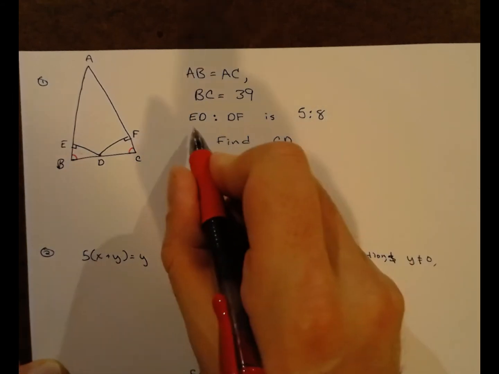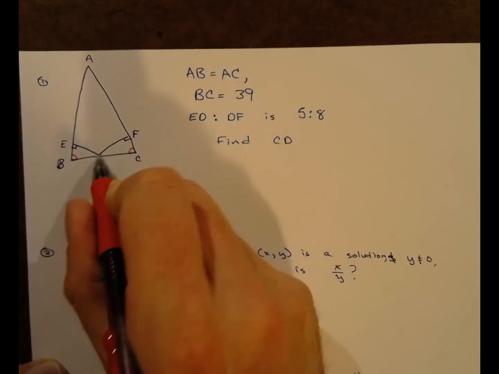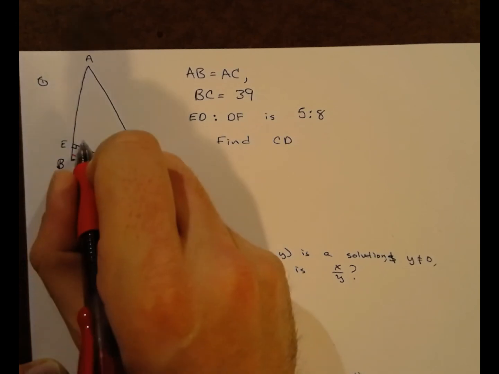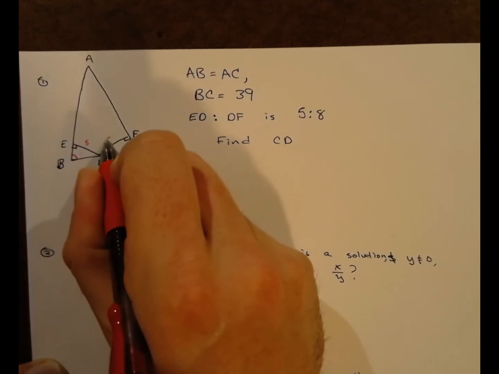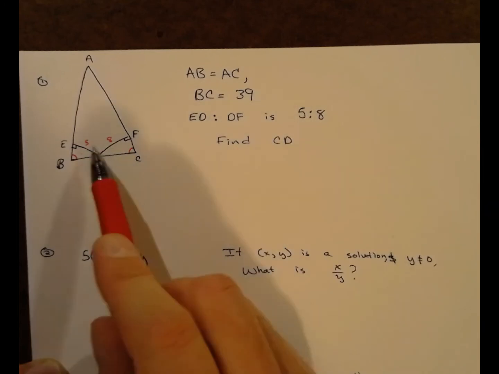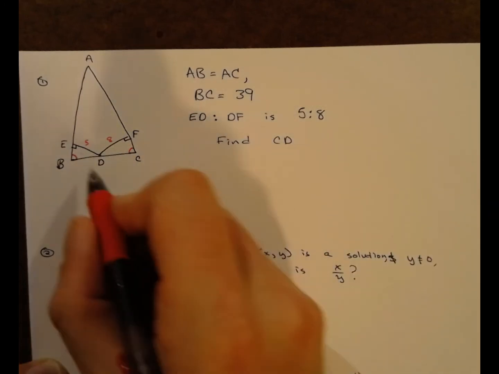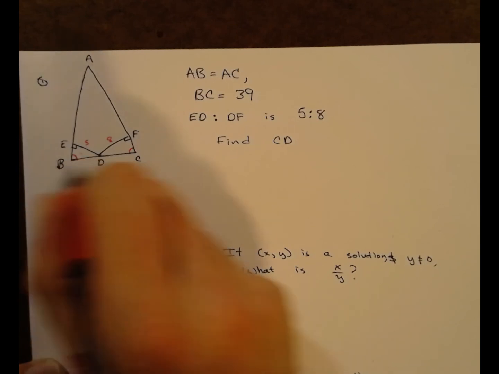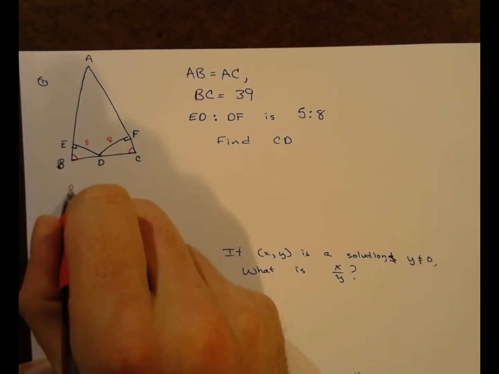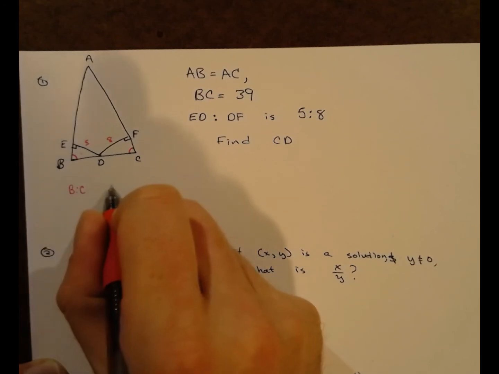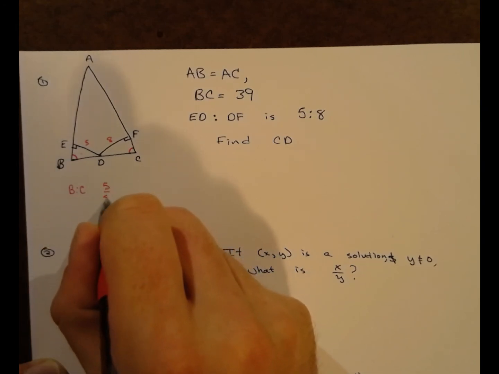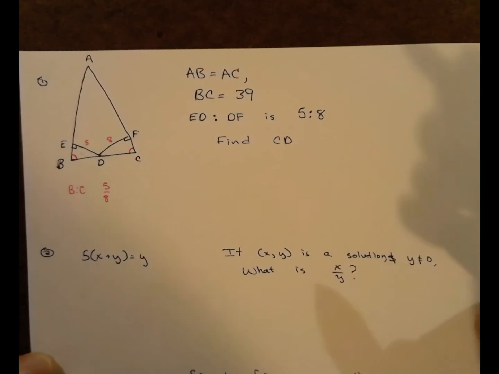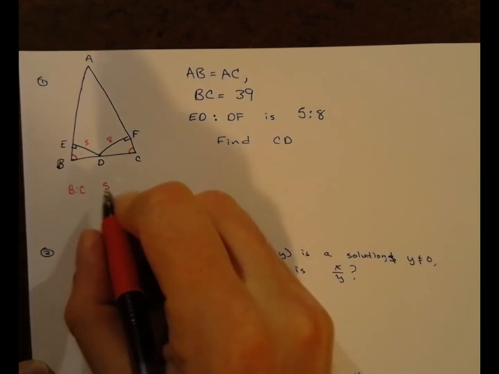So if we have a ratio of ED to DF as 5 to 8, now I'm not saying it's 5 units and 8 units, just the ratio is 5 to 8, then the scale factor from everything in triangle B to everything in triangle C is 5 to 8. So if this side is 5 to 8, then all sides are 5 to 8. The height is 5 to 8. The perimeters are 5 to 8.